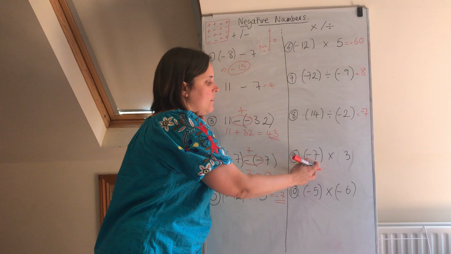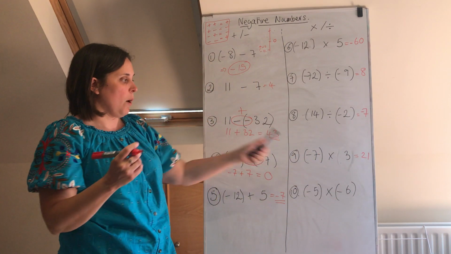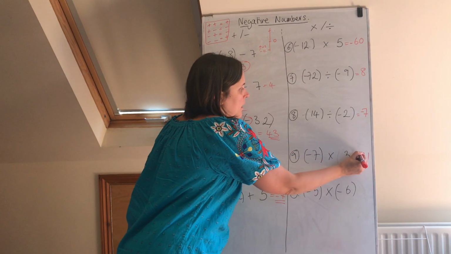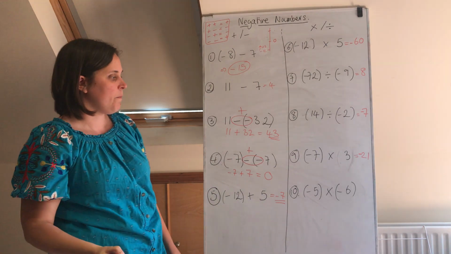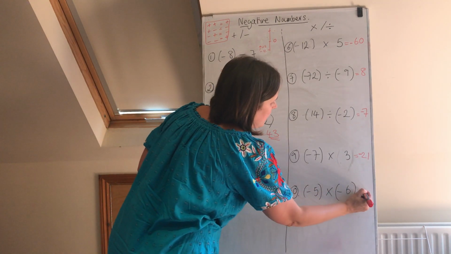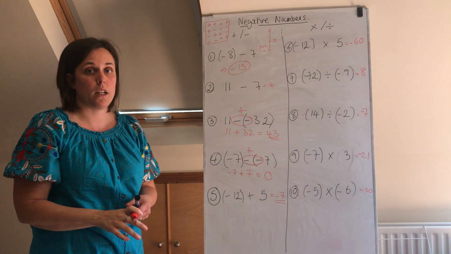Number 9 here, negative 7 times 3, well 7 threes are 21. We've got a minus times a plus, so overall our answer must be negative. Okay? And lastly, 5 times 6 is 30. We've got a minus times a minus, so therefore it's plus.